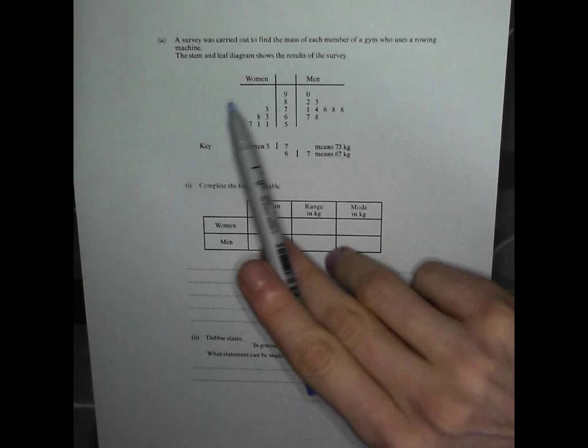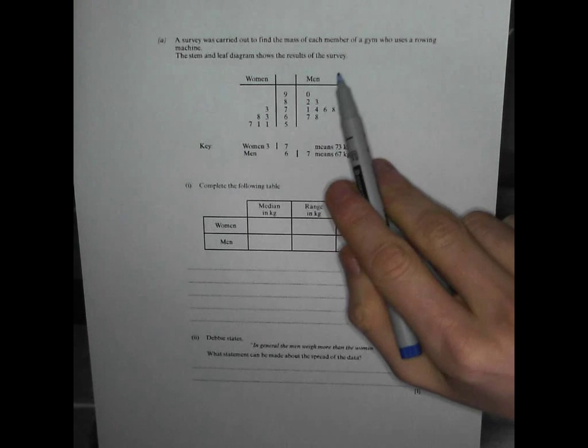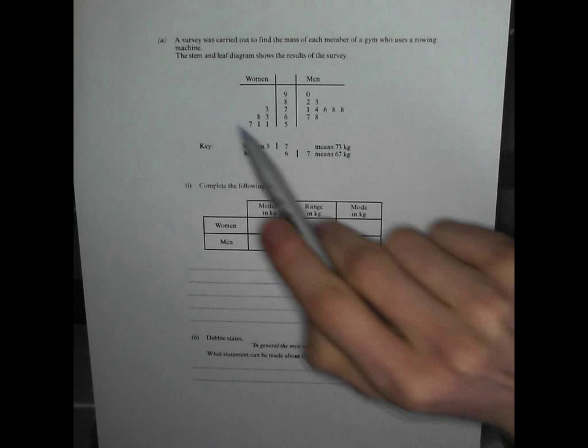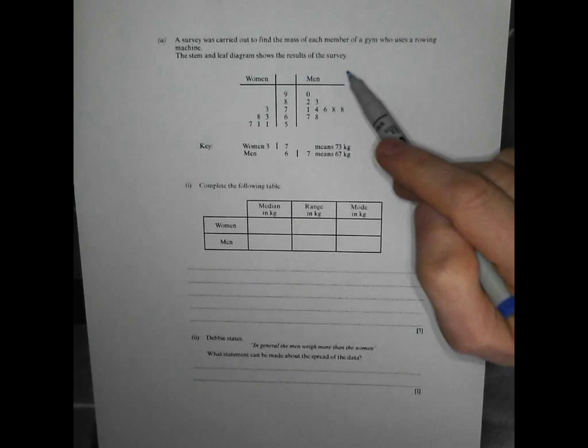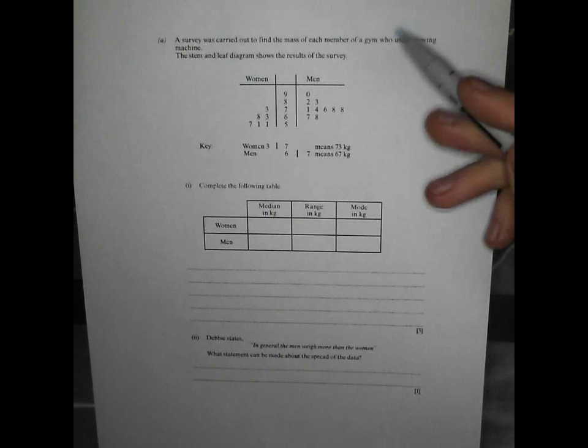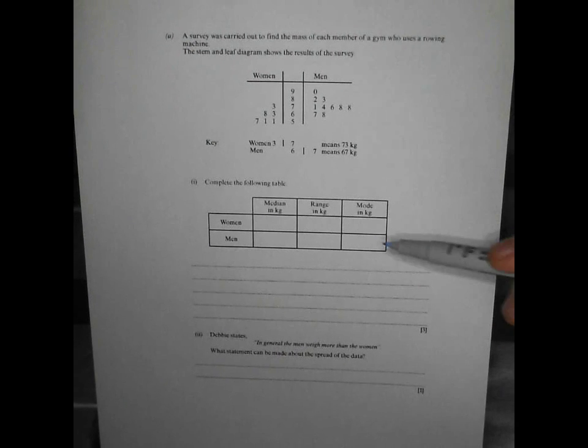A survey was carried out to find the mass of each member of a gym who uses a rowing machine. I don't know why, but it was. The stem and leaf diagram below shows the results of the survey. Complete the following table. Now, this is actually a bit trickier than it first looks.